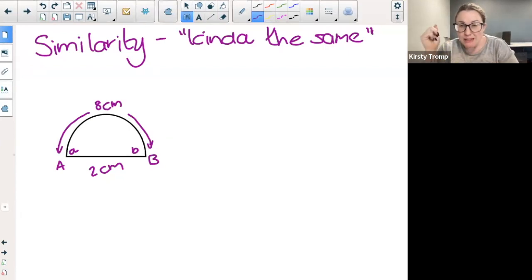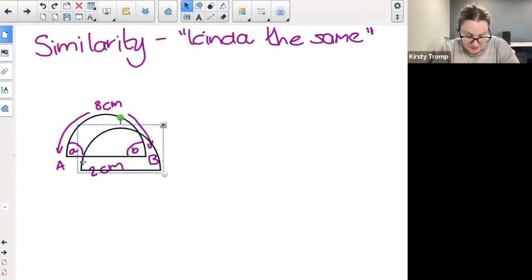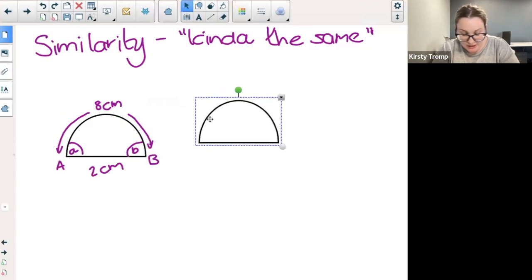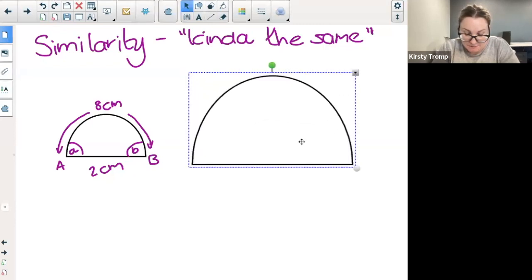So there's my original shape. It's like a semicircle kind of shape. I've got angle A and angle B inside of that shape. I've got that bottom line that's 2 centimeters and the top part, the arc of that semicircle, which is 8 centimeters. So what it means when shapes are similar is the following. If I take that exact shape and clone it, like you saw that I did on my screen, and now I'm going to enlarge that shape. So I'm taking that shape, it's exactly the same. It's almost like I'm going to photocopy it and make it bigger.